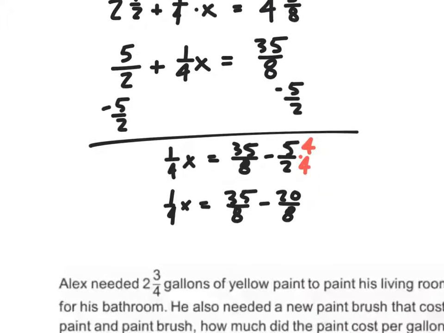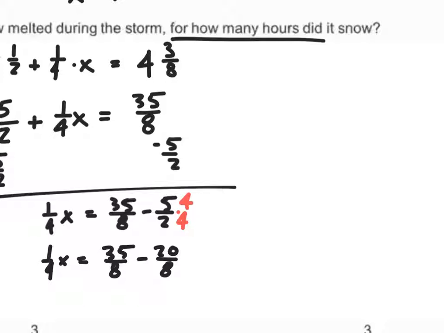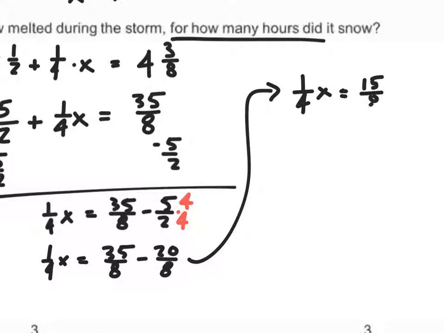Now, 35 minus 20, let me do this up over here. So I've got 1/4 x is equal to 35 minus 20, which is going to give me 15. So this is 15 over 8. Okay, now in order for me to solve this, remember I want to multiply by the reciprocal to move my 1/4 over to the other side. So I'm going to multiply this by 4 over 1. Flip my fraction. That's my reciprocal.